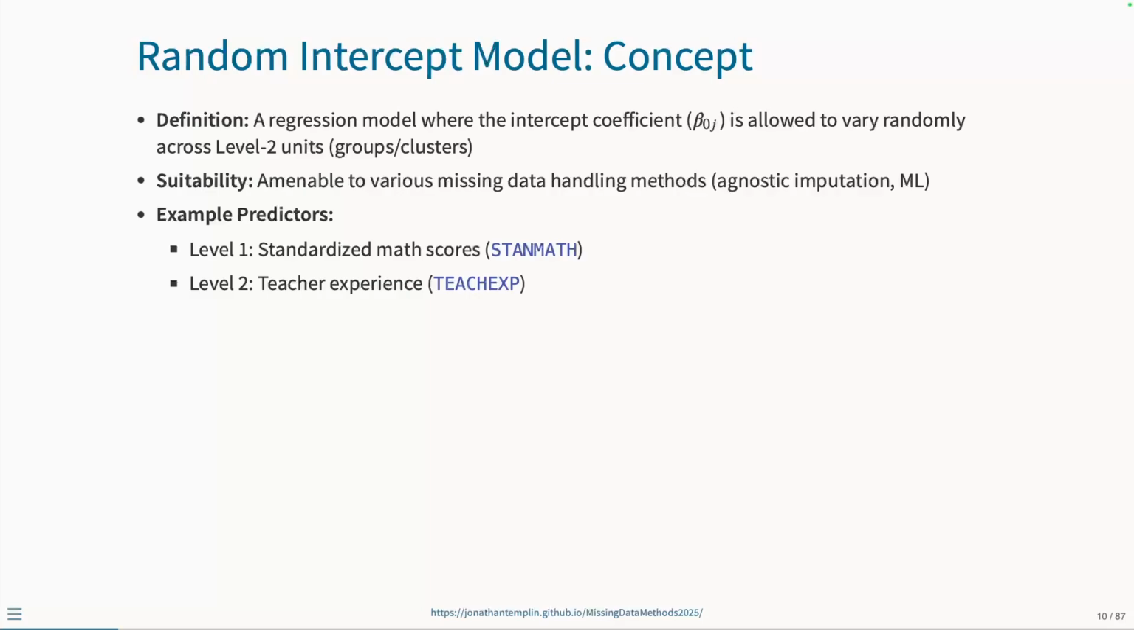So here are our predictors. Maybe at level 1, we have standardized math scores, and at level 2, we have teaching experience. And by the way, I have not changed what's in the chapter to show you this, because I want to make the point that there's something else wrong with this as well, right?